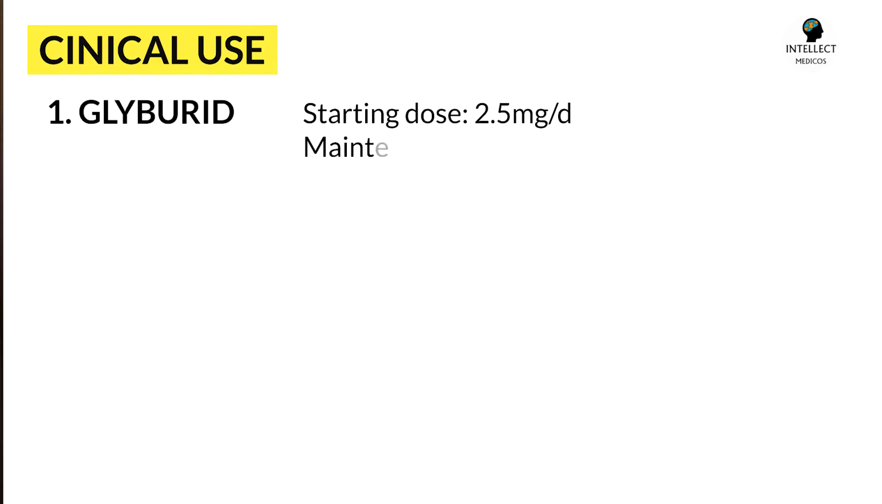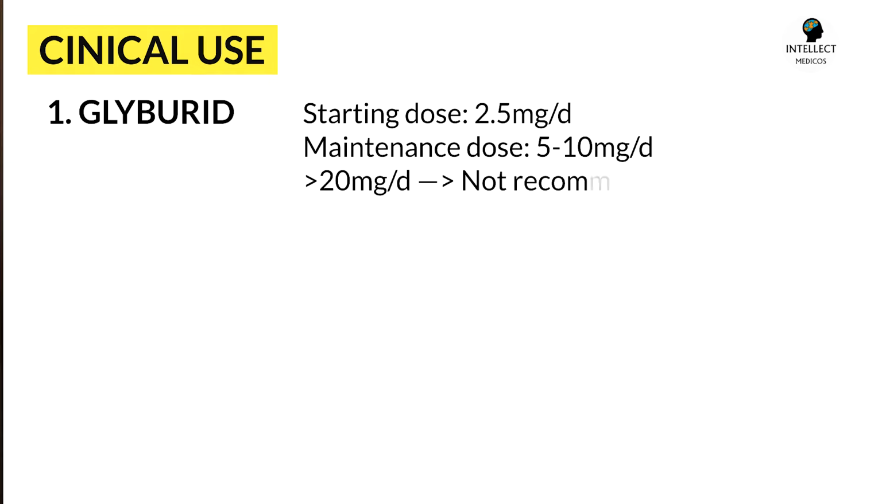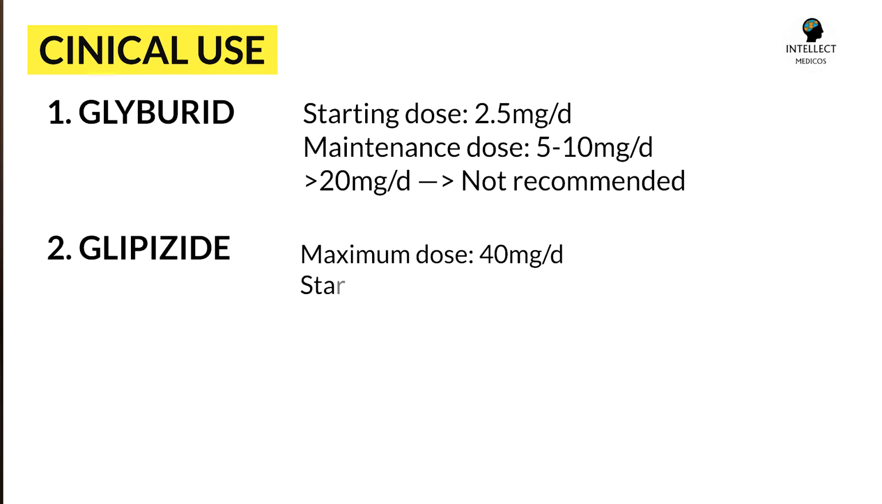The starting dose is 2.5 milligrams per day or less, and the average maintenance dose is 5 to 10 milligrams per day. Maintenance doses higher than 20 milligrams per day are not recommended. Second, if we talk about glipizide, you start at a dose of 5 milligrams per day and go up to 15 milligrams per day, but the maximum total daily dose is 40 milligrams per day. Third, glimepiride.